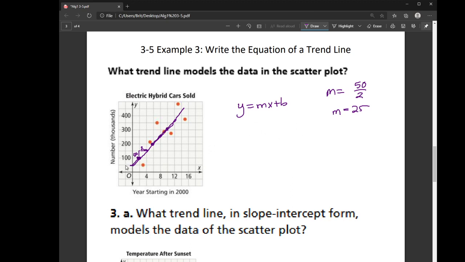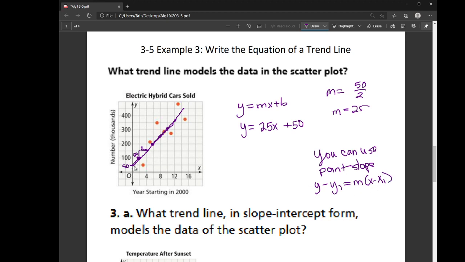And then again, my y-intercept is right here at 50, so I can write the equation y equals 25x plus 50. Another thing you could do is use point-slope form as well. Say you don't have your intercept, you can use this formula if you really want to. I'm not going to in this example because I was really close to my intercept, but that's another thing you can do. It doesn't matter which one you choose.